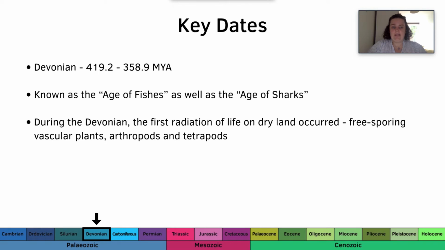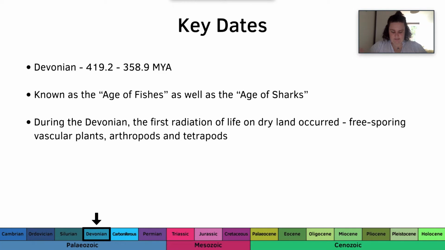So the key date is the Devonian, and the Devonian period is during the Paleozoic. It is 419.2 to 358.9 million years ago. And it's known to paleontologists as the age of fishes, as well as the age of sharks.